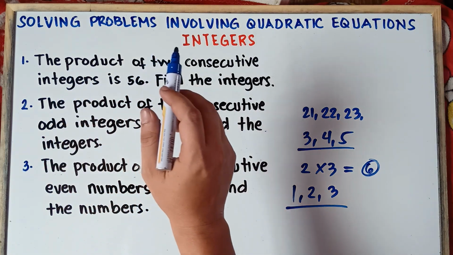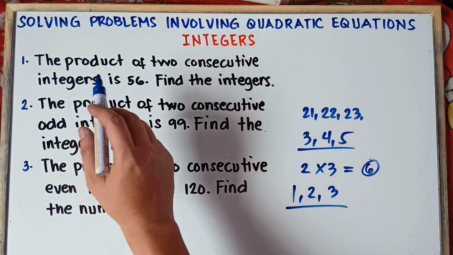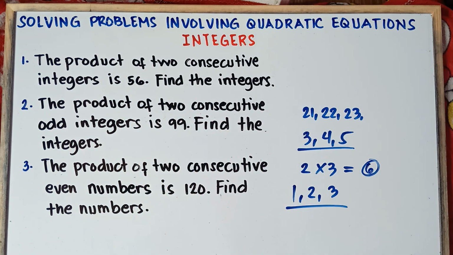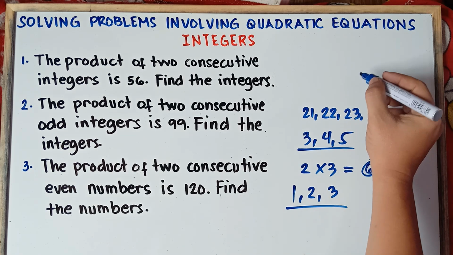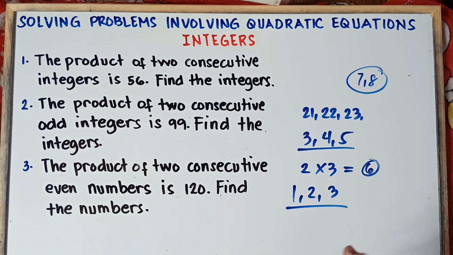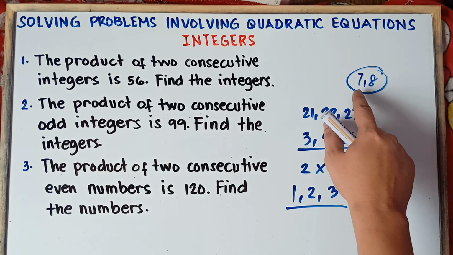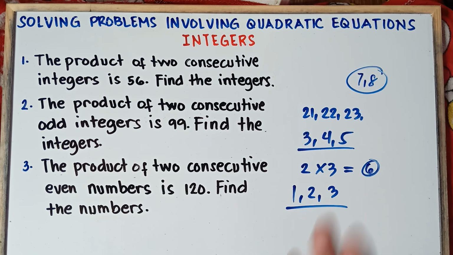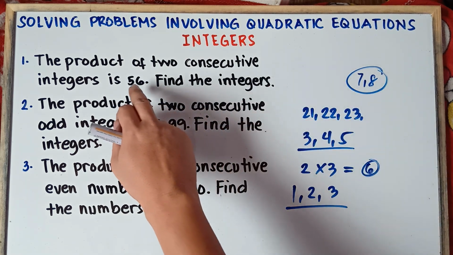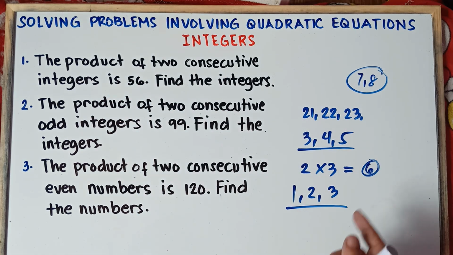So the product of 2 consecutive integers is 56. Find the integers. Of course, class, without making the equation, we know that the answer is 7 and 8. Question, why is that, sir? Are 7 and 8 consecutive integers? Yup. 7 and 8 are consecutive integers. When you multiply 7 and 8, the answer is 56, right? Therefore, the answer is 7 and 8.